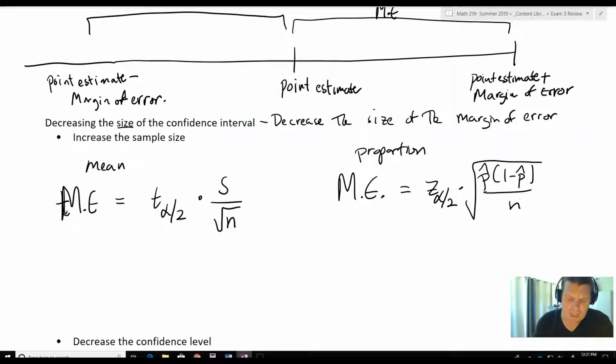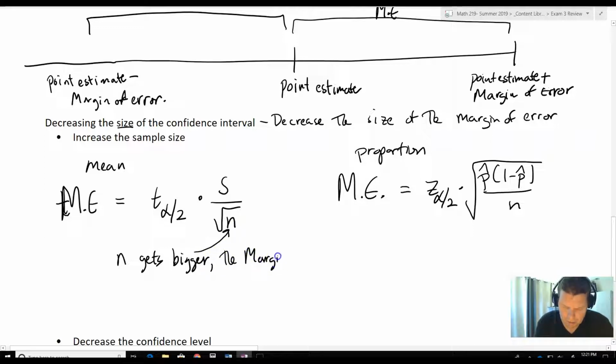Let's take a look and say, okay, what happens when I increase n? By increasing n, n gets bigger, so I'm now dividing by a larger number. As n gets bigger, the margin of error is going to get smaller. That's exactly what's going to happen. N goes up, margin of error goes down.